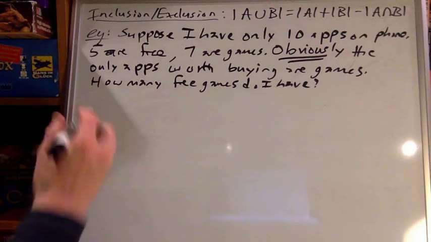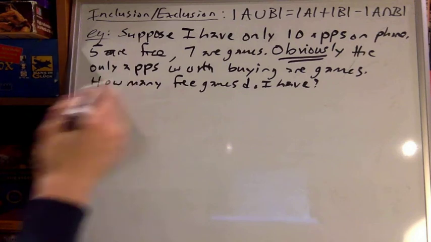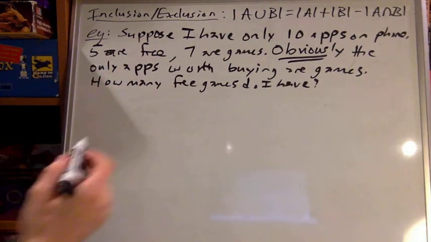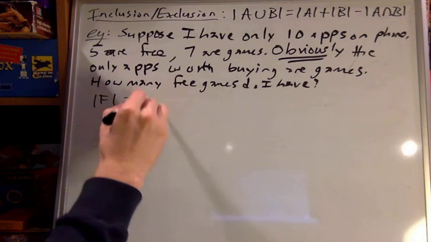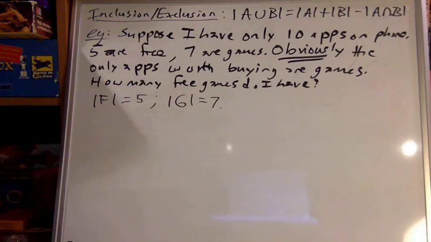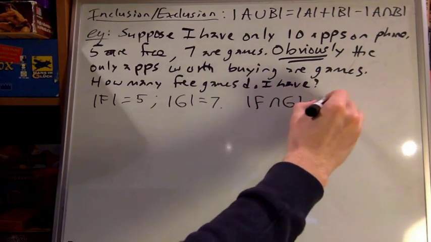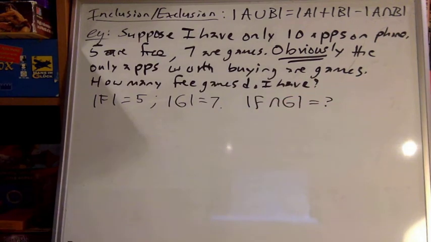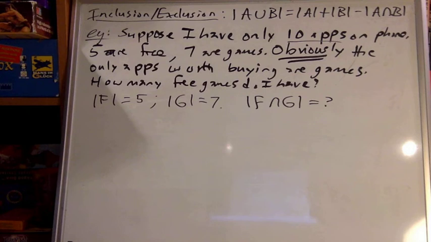So let's call the free apps F and the games G. So the size of F is going to be 5. The size of G is going to be 7. Now, I want to know the size of F intersect G. What's the other piece of information I have? This. I have that the size of F union G is going to be 10.